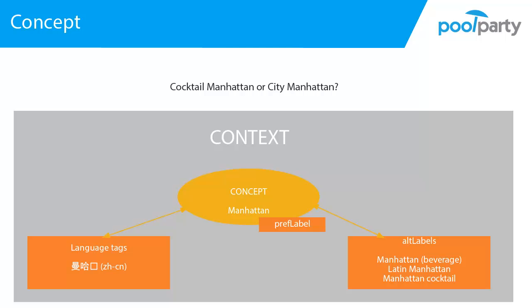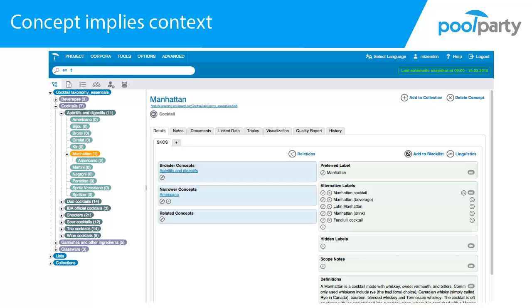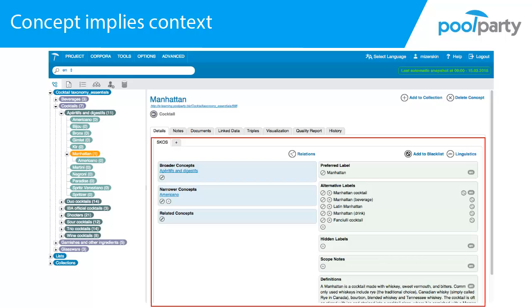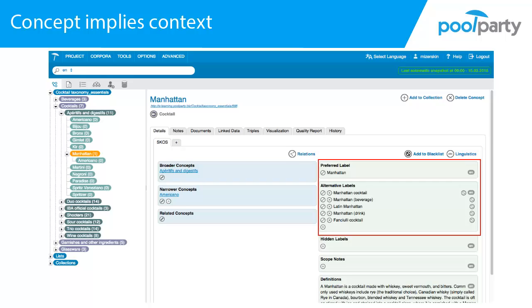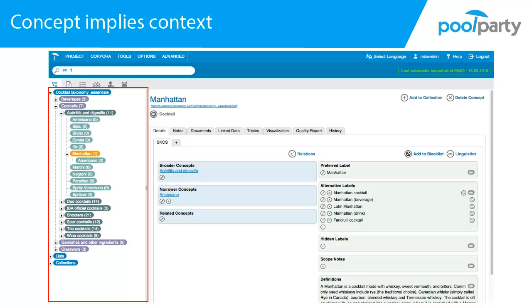Please get used to this terminology: concept, preferred label, alternative label, language tag, as we will use it continuously throughout this course. When you take a look at the taxonomy about cocktails from before, you see here a SKOS dashboard for the concept Manhattan. Here you would define your pref labels and alternative labels among others. And when you take a look at the taxonomy tree, you acknowledge instantly that Manhattan is included in a broader context.